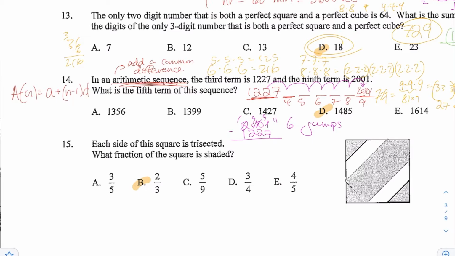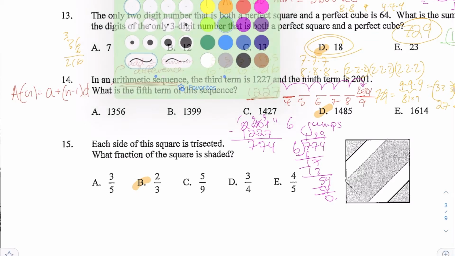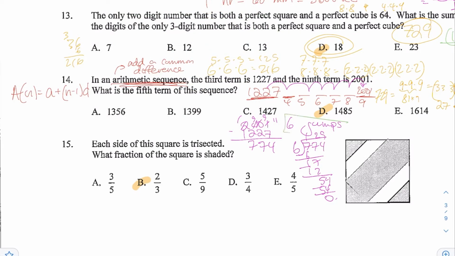For this difference of 774. And when you do 774 divided by 6, you get 129. So 6 jumps represents 129, or just 129 in each of the jumps, I should say. So that's the common difference.